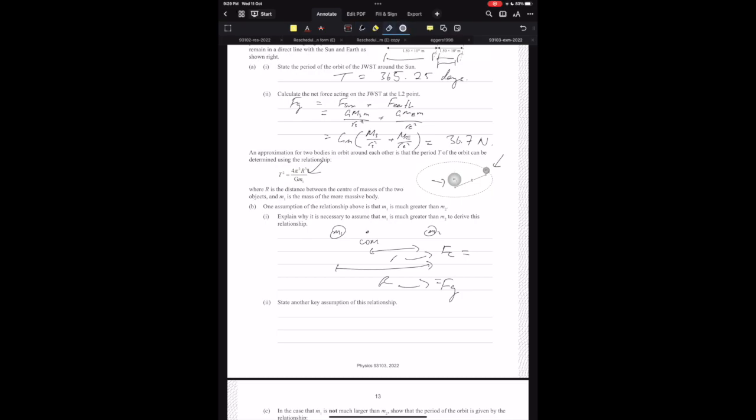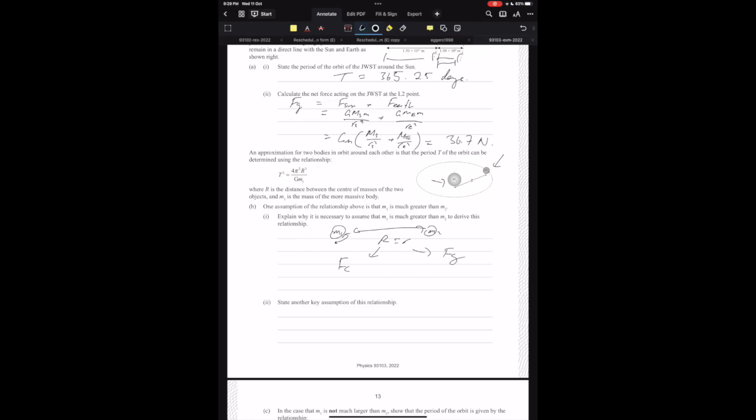And so basically, if we instead make the assumption that M1 is much greater than M2, then the center of mass of the system will be inside M1, but it's hard to draw. But let's imagine the center of mass of the system to basically be inside M1. And that basically means that M2 is now fully orbiting around M1 because that's where the center of mass is. And also, this distance R is equal to R. So the radius we use in the centripetal force formula is equal to the radius we use in the gravitational formula.